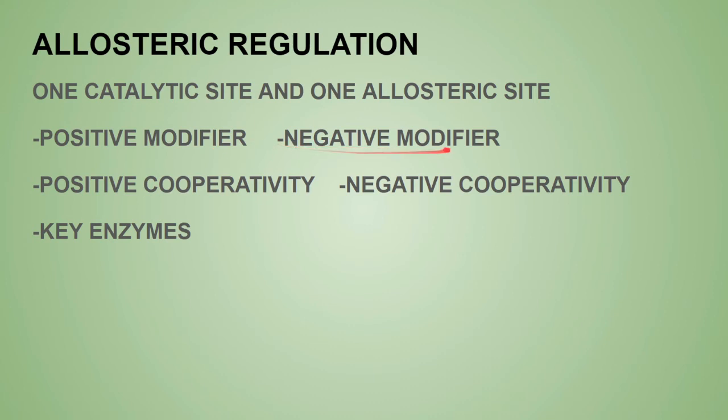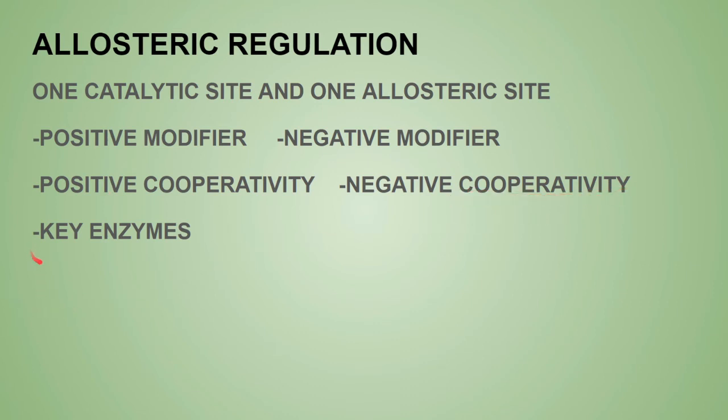as a negative modifier. Now, binding of substrate to one subunit may enhance the affinity of the other substrate to again bind to the enzyme. Okay, there is cooperativity occurring over there, so that is known as positive cooperativity. If the opposite occurs, it means binding of the substrate decreases the affinity for further substrate, it is known as negative cooperativity.